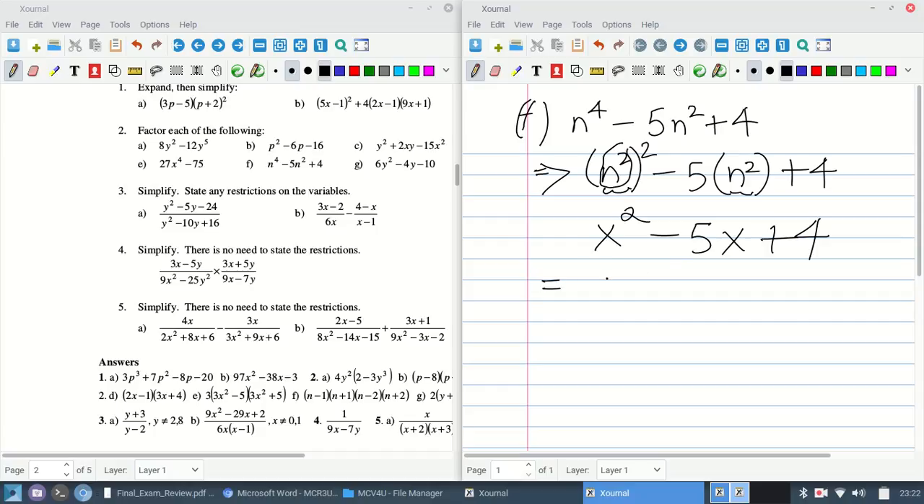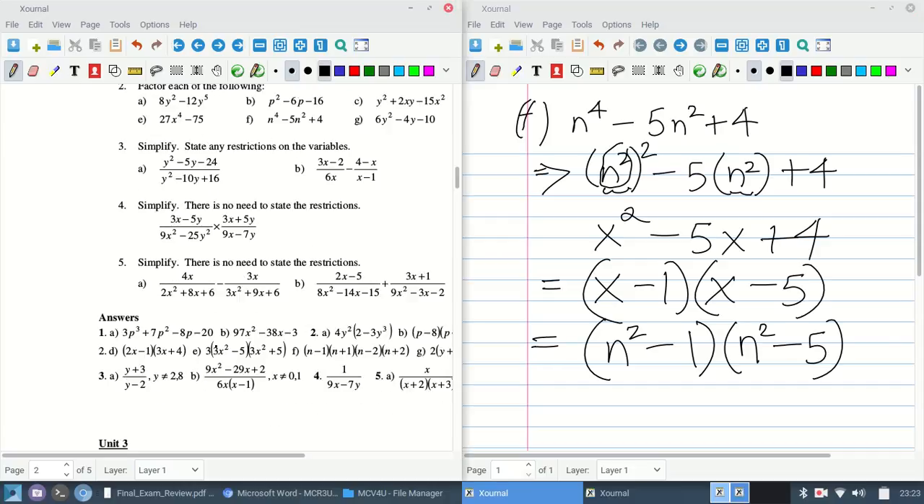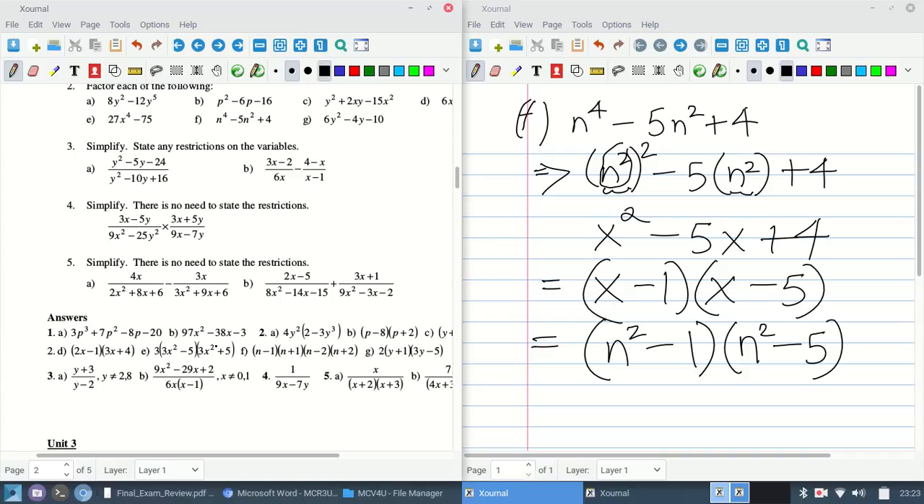Okay? So now I can do the factoring, and then I'll get numbers in x, and then I can just put n squared back, right? Okay, so give me two numbers that multiply to positive 4 and add to negative 5. That's simple. It's x minus 1 and x minus 4. So in the end, I will get n squared minus 1 and n squared minus 4, because x was n squared. Remember that. Oh, sorry, I made a mistake. This is 4. Bad. This is 4.